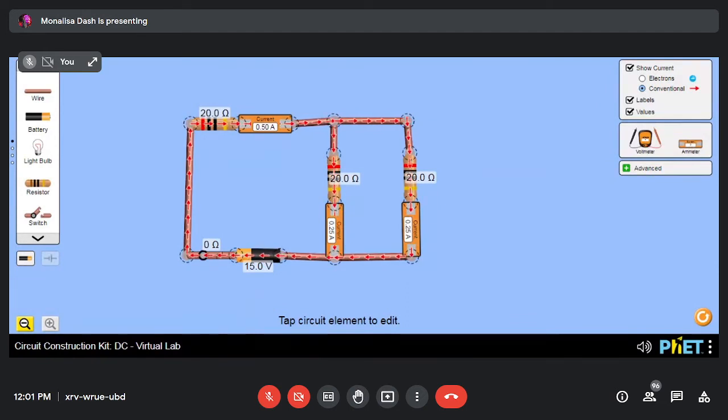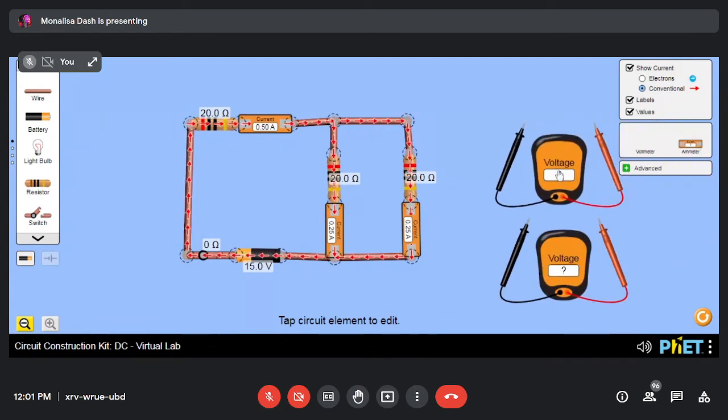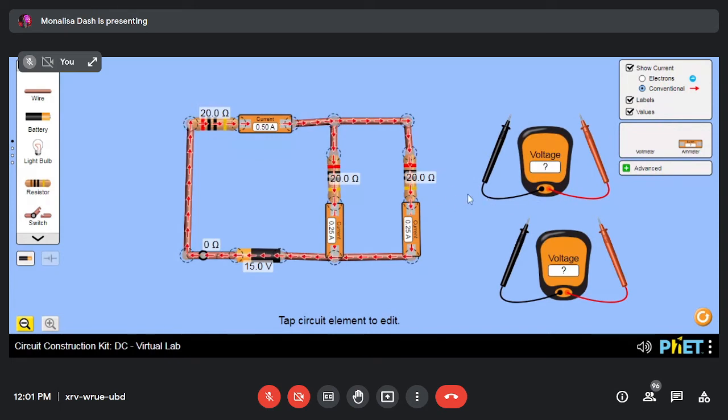I think no need to explain KCL. All of you do it, because it is a three resistor circuit. According to your manual, we can take three voltmeters. Voltmeter option is there. Listen, here 1 voltmeter, 2 voltmeter option is there. Take 2 voltmeters, then take another.